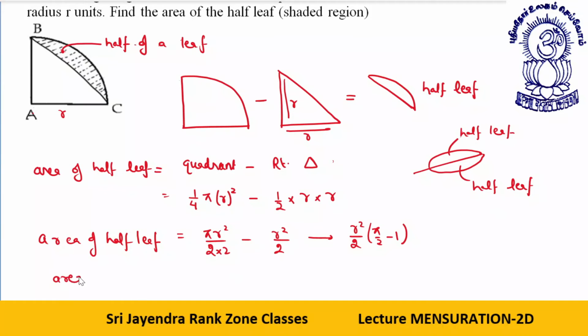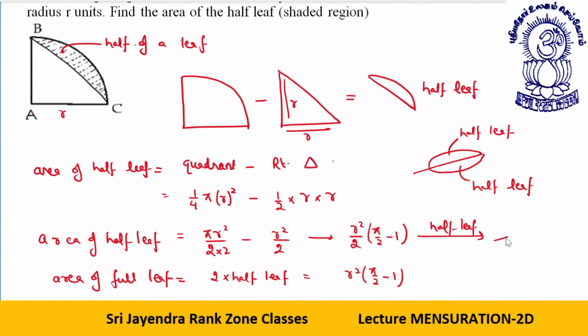From this, if I take area of full leaf, what will be that? So the area of full leaf will be exactly double of this, 2 half leaves. Okay, 2 into half leaf, that is equal to r square into pi by 2 minus 1. So this is half leaf. The shape of half leaf is like this. Okay, and this is full leaf. Full leaf is clearly like this. Okay, dear students, now you will be easily able to solve the questions verbally. Believe me, you will solve them verbally.